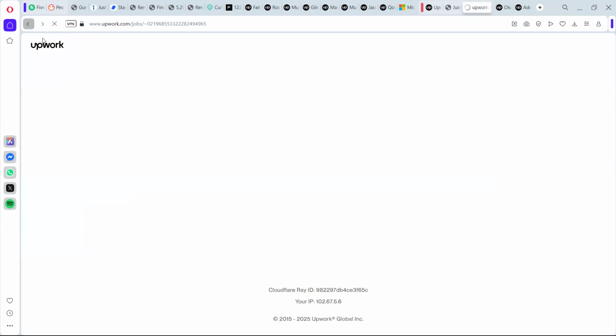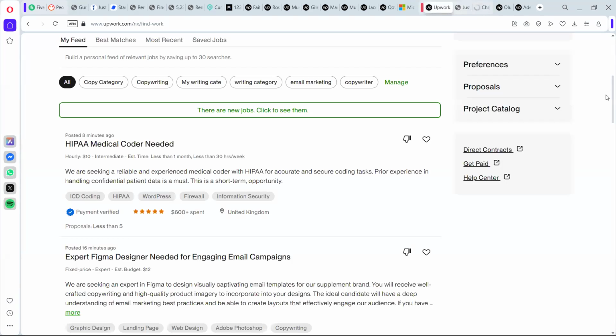Now, the Upwork platform has a very, where we are trying to load it.